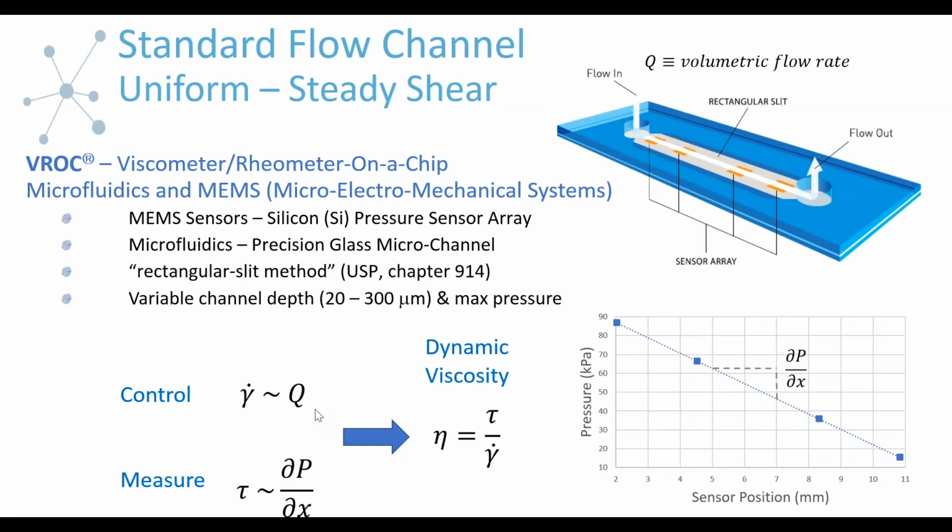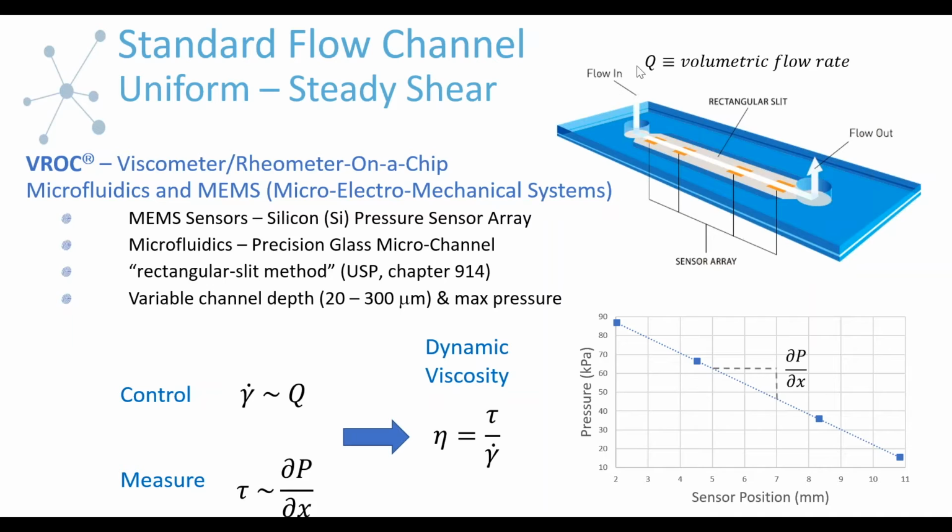So for our technology for measuring this, we use our standard flow channel, as I stated. It has the same dimensions across the length of the flow channel from entry to exit. And just to review for anyone who's not familiar with our technology, we refer to it as VROC technology, viscometer rheometer on a chip. And what we're combining are microfluidics and MEMS, microelectromechanical systems.